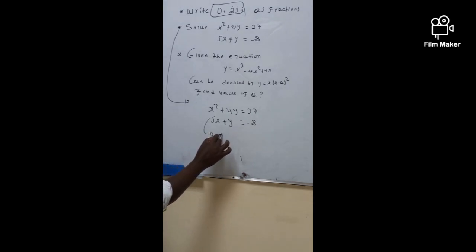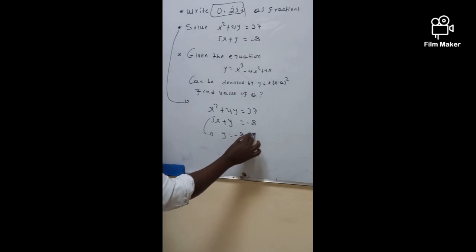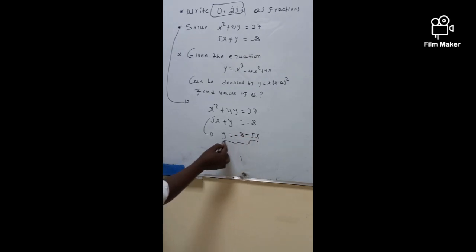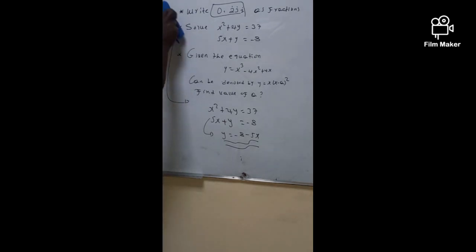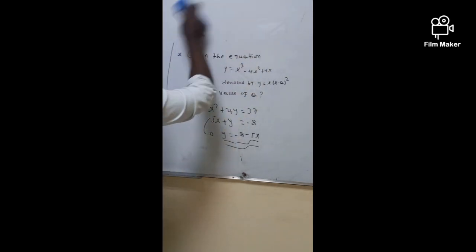That means let's solve y in terms of x and the other parameters. So y will be what? Y will be minus 8 minus 5x. This is written this way. So we can substitute this in the first equation. When we substitute this in the first equation, it is going to look like this.